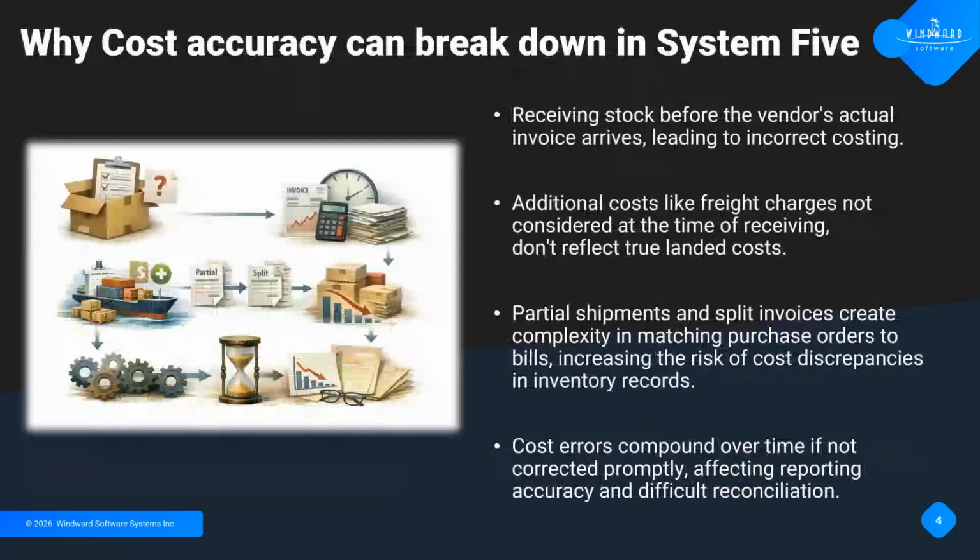So then it comes to System 5, because you all are users of System 5. And why can cost accuracy break down in System 5? And again, my groups of 4, really it's around receiving stock. There's lots of things that can happen there, where you receive stock before the vendor's invoice arrives, and then the invoice value is different than what you expected. That is going to lead to incorrect costing.